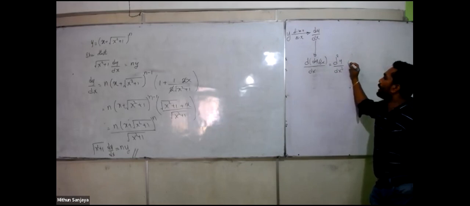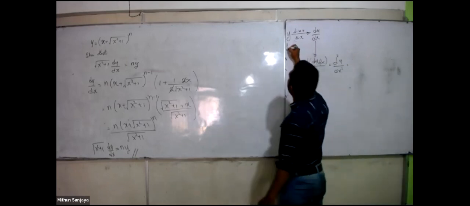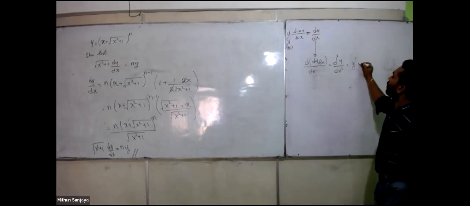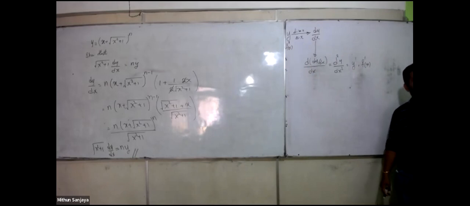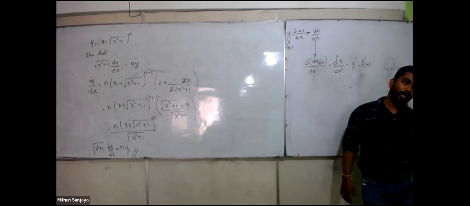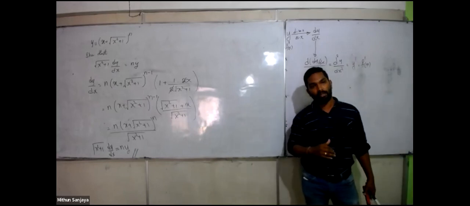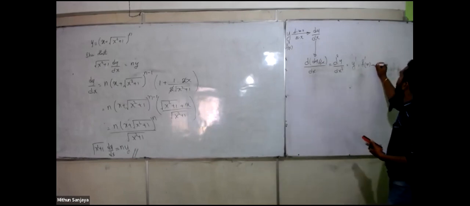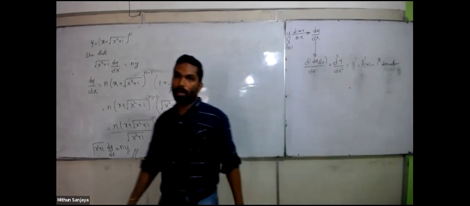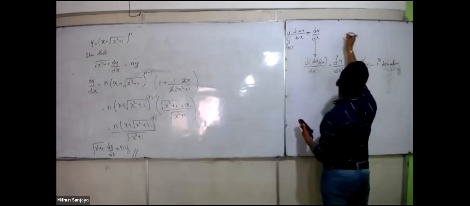Or if y equals f(x), then we denote it y dash, or f dash x. These are the notations. If a function f(x) is given, then its differentiation is f dash x, which is df(x) over dx. If it is a function y, then we can write y dash, and it is called the first differentiation, the first derivative.